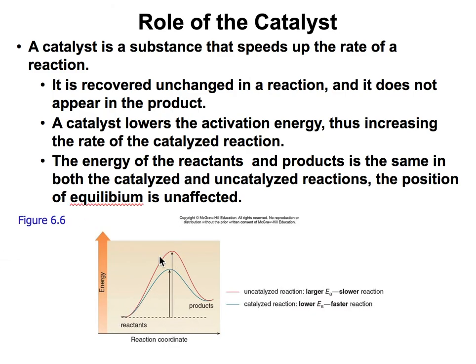And so this is exactly what happens. We have a reaction in red that will eventually happen, but we need to put in more energy to reach this transition state. However, when we add the catalyst, which is the blue line, what happens is that it lowers the activation energy, making the reaction go faster.